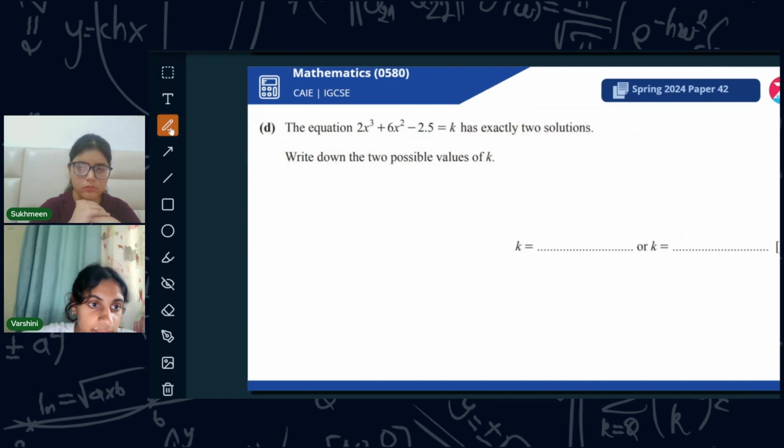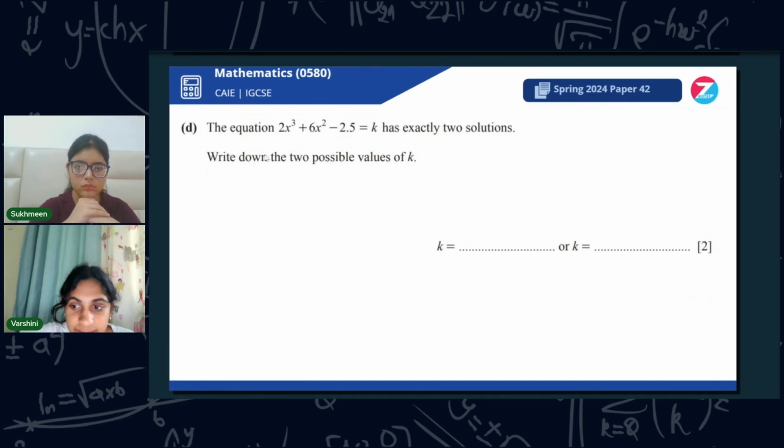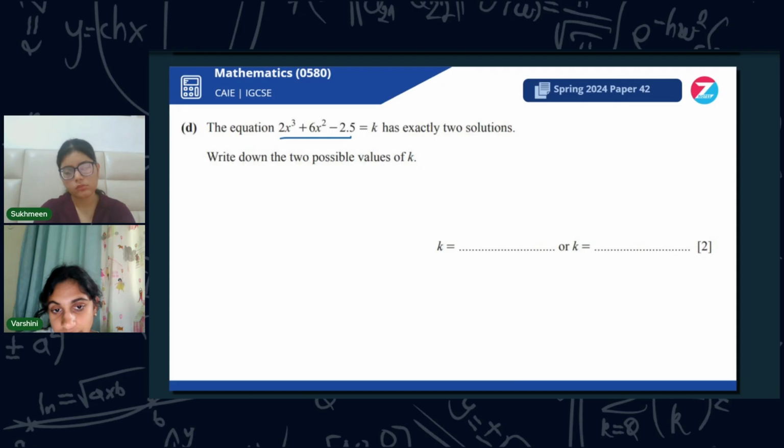The equation 2x cubed plus 6x squared minus 2.5 equals k. So this over here is just our equation that they've given above. So they're equating this to a random y value, and they're saying it has exactly two solutions. Write the two possible values of k.